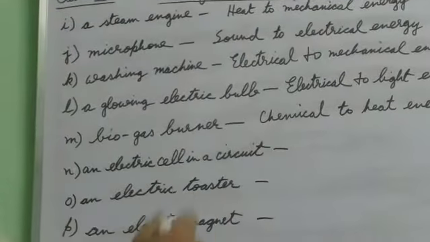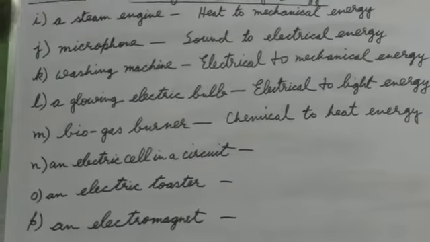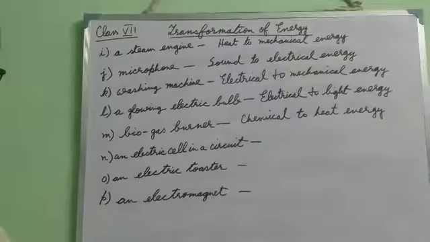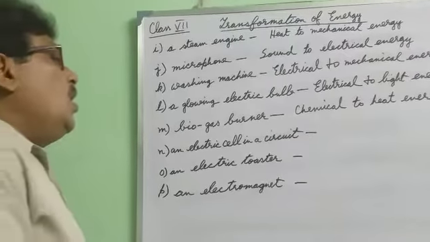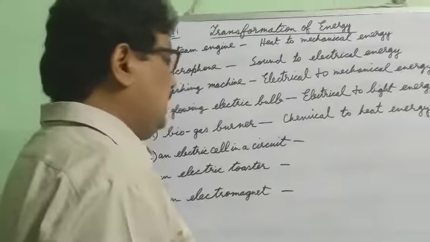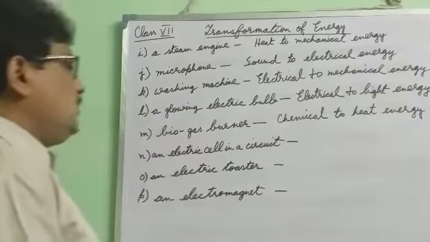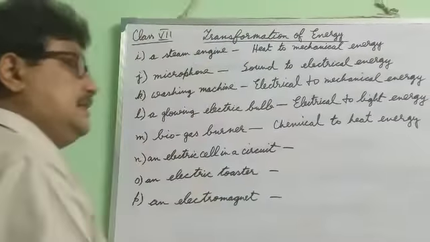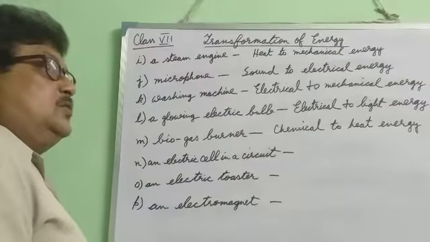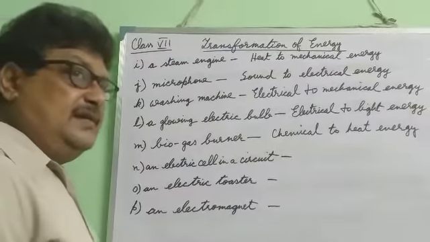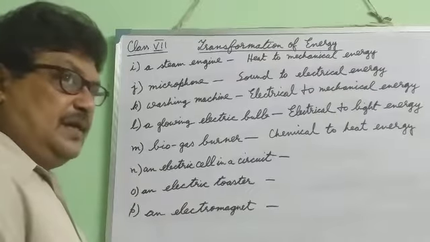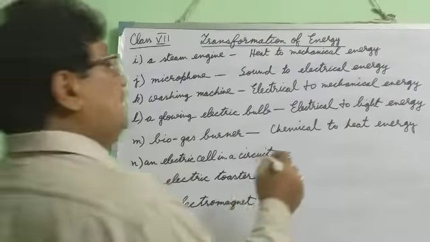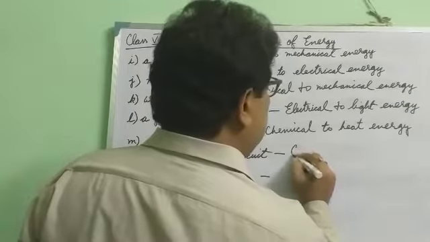Next, an electric cell in a circuit. Electric cell in a circuit means the cell is giving you current. It is giving electric current after some chemical reaction within it. So it is chemical energy to electrical energy.